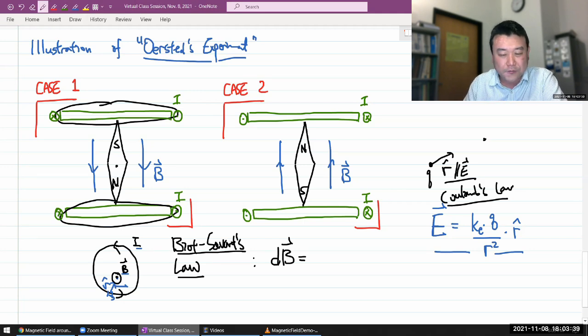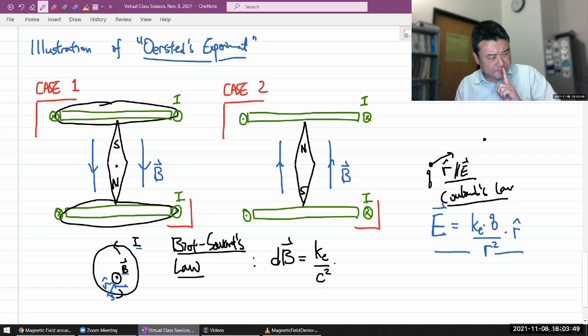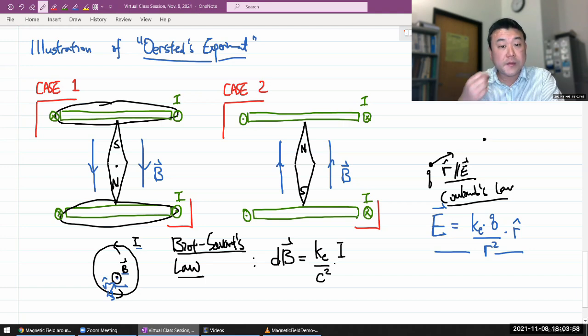and I'm trying to remember the coefficient in front here. I think it's Coulomb constant divided by c squared times, and this is how it's usually written, I, indicating the amount of current in whatever circuit you are looking at, times, and we put the directional quantity in the segment, the line segment element of the wire, dl, cross r hat, divided by r squared.